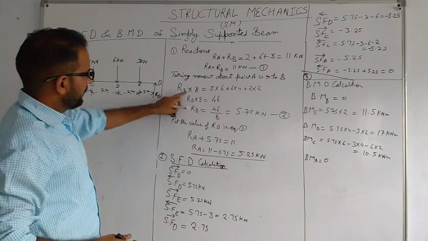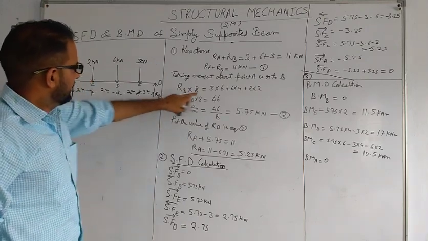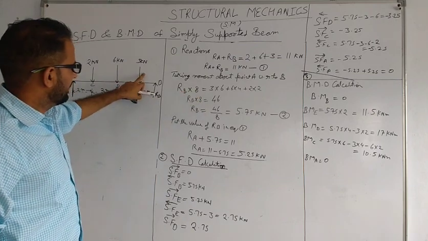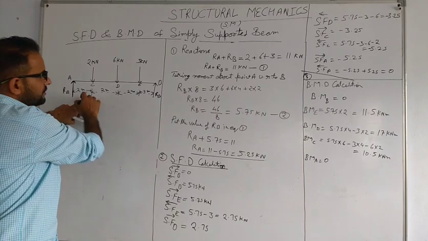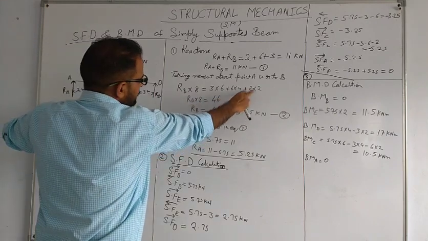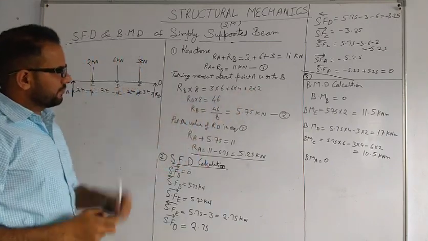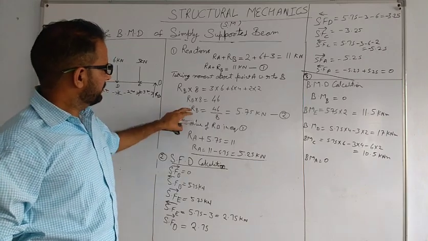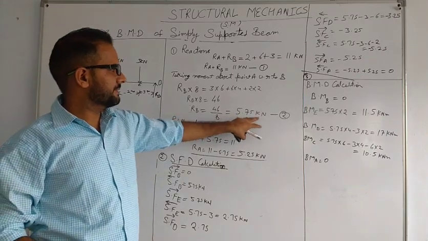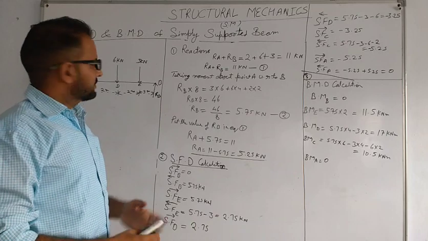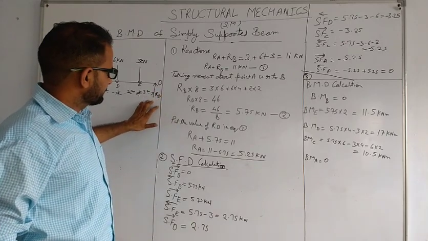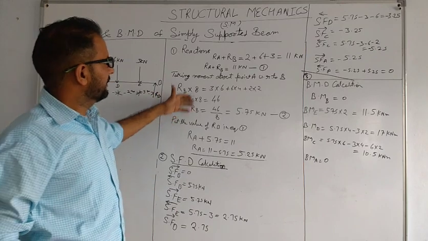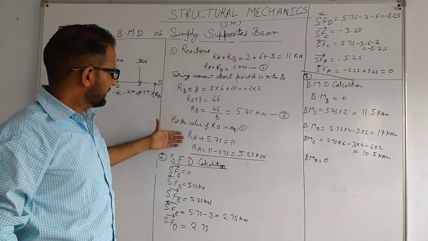So Rb into 8 equals 3 into 6, plus 6 into 4, plus 2 into 2. So Rb into 8 equals 46. Okay, so we find Rb as 5.75 kN. This way we got the reaction value of Rb. Now we will put the value of Rb in equation 1 to get Ra.